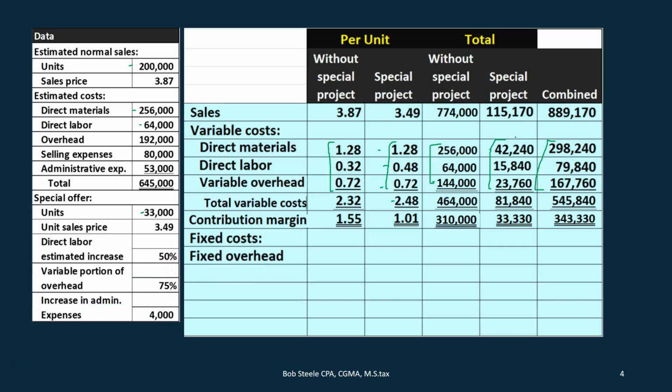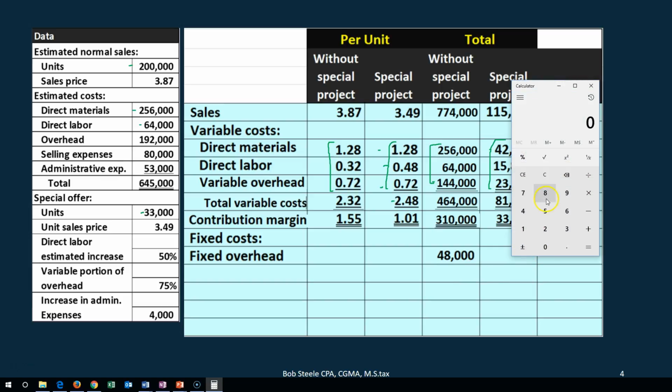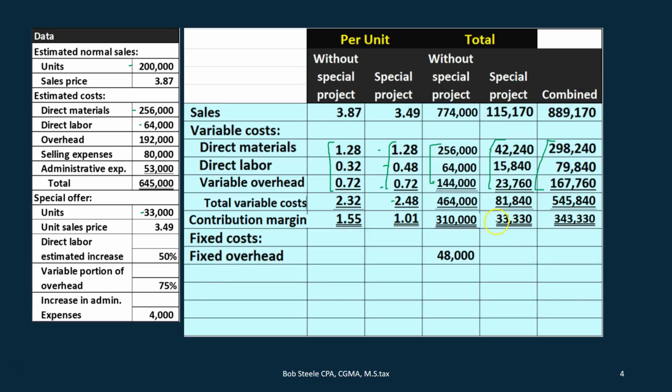For example, the overhead. We're not going to take it out per unit here because the overhead is something that is fixed. It's not going to change with the level of production. So we're going to say, all right, without the project, we'd be paying the 48,000. And how did we get that? We took the overhead of 192,000 times the 0.25, because the 75 is variable. That means 100 minus the 75 is 0.25 is not variable, that's fixed. And that's the 48,000 here.